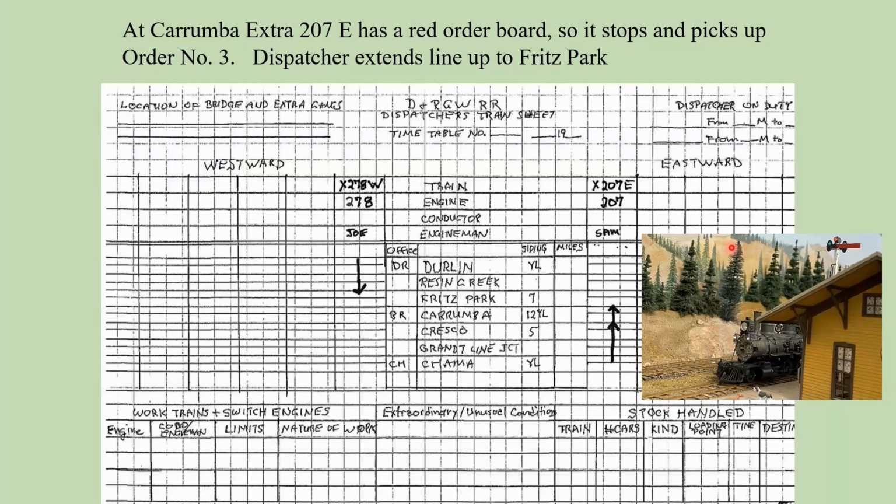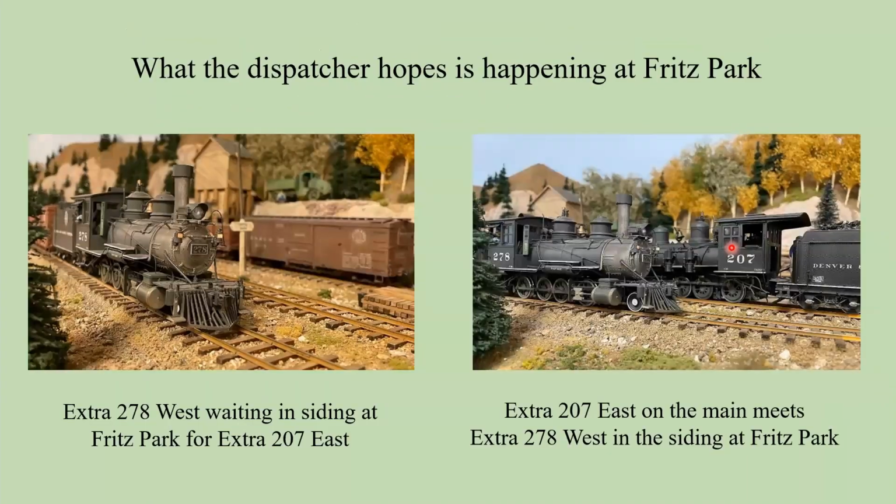Okay, let's take a look at what the dispatcher hopes is going to be happening at Fritz Park. On the left, you can see extra 207 west waiting in the siding at Fritz Park for extra 207 east. And the right photo is we've got extra 207 on the main meeting extra 207 west in the siding at Fritz Park. So if what's happening up there, out of the dispatcher's sight and knowledge, actually is happening, things are going well.